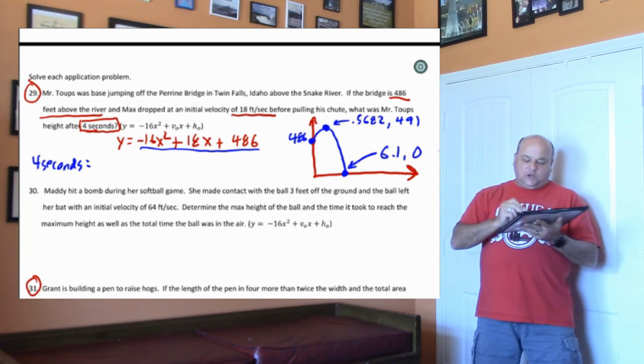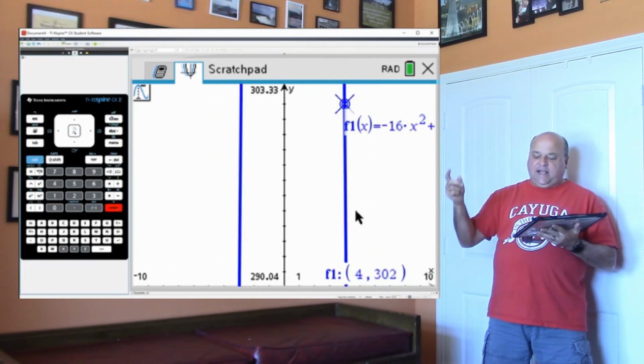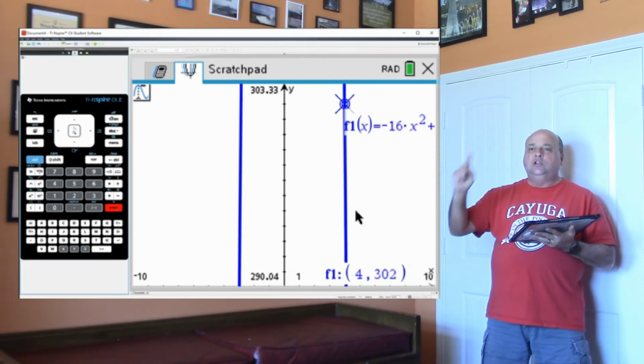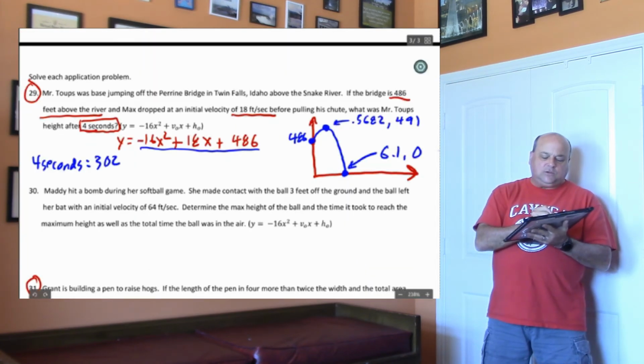Now then, at 4 seconds, let's go back, hit 4, enter. And that's what I am for at 302. So at 4 seconds, I'm 302 feet above the air. So 4 seconds equals 302.